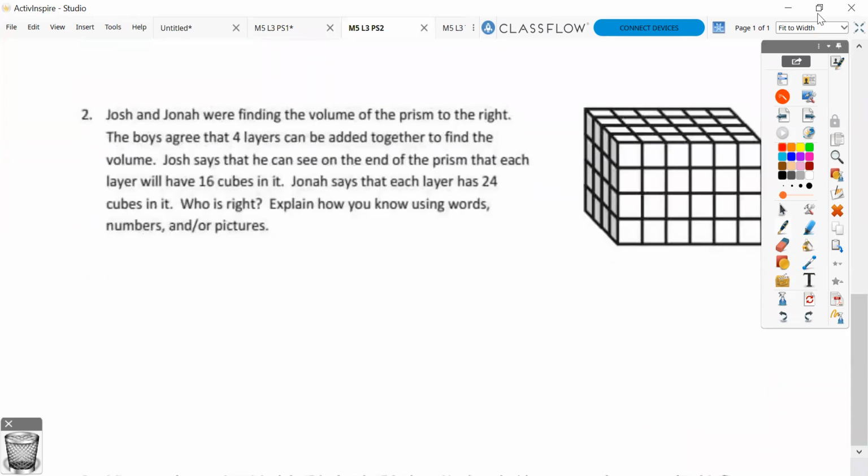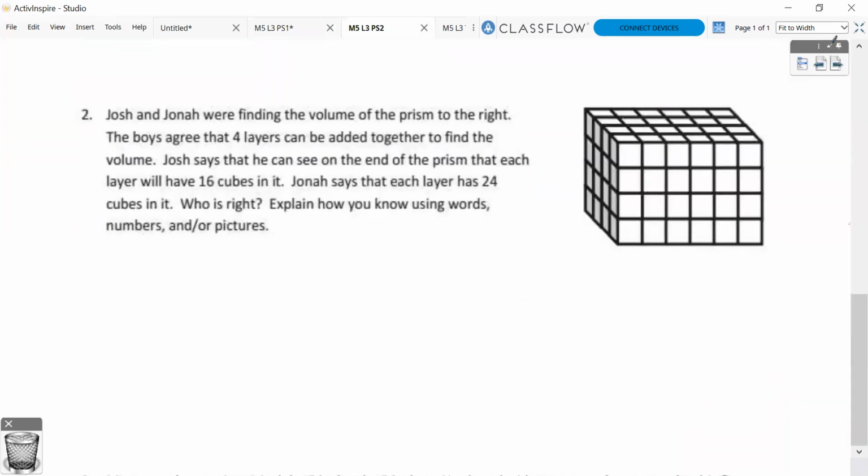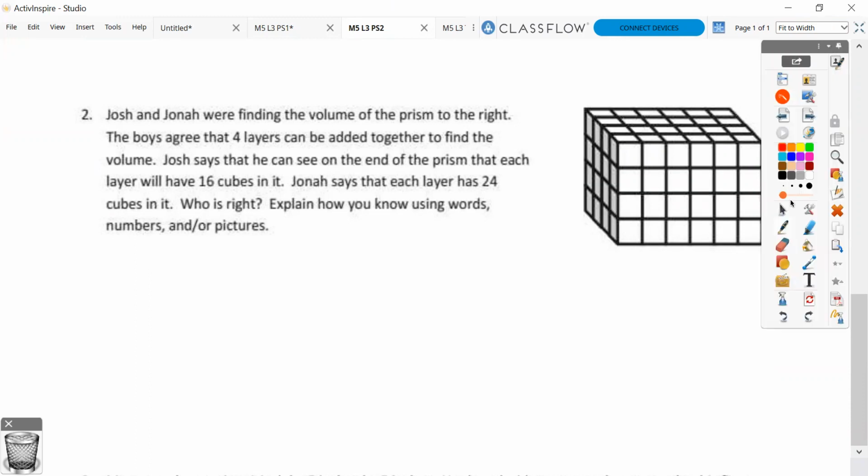Ooh, this is a good question. So I'm going to use 2 different colors to help us with this one. I already know that I'm going to need 2 different colors. So I'm going to start with a light blue.